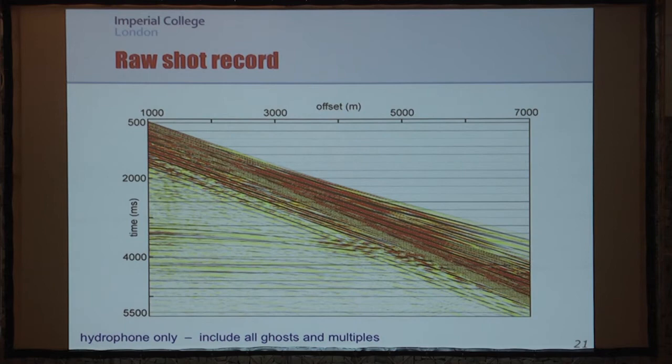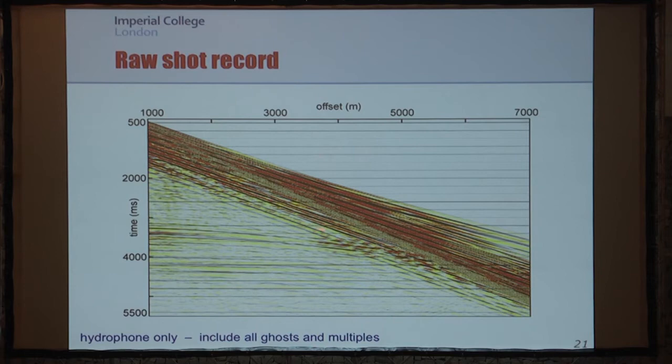So this complicated wave train here, it's full of multiples and ghosts. Some of those multiples are simple bounces in the seawater. Some of them are simple multiples from the surface. Some of them are multiples from beneath the seabed. So a whole range of multiples and ghosts sitting in here.